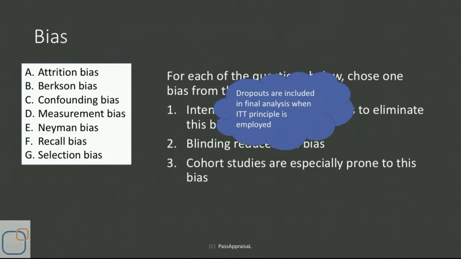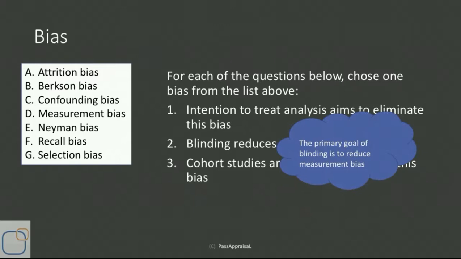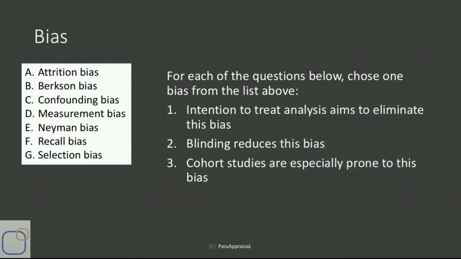So dropouts are included in the final analysis when the ITT principle is employed. So if you have attrition, then you are able to mitigate the effect of attrition by including those dropouts in the final analysis when you use the intention to treat approach. So first question, the answer is A, attrition bias. That's what you mitigate by using ITT. The primary goal of blinding is to reduce measurement bias. You don't want the patients to report the outcome differently just because they know they are taking a particular drug. In the same way, you don't want clinicians to misjudge the outcome because they know what drug the patient is taking. So blinding is done primarily to reduce this measurement bias. So the answer to 2 is measurement bias.